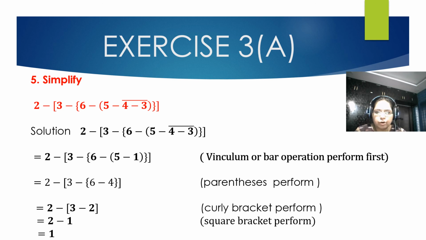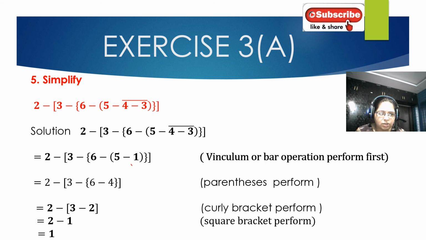So according to the BODMAS rule, first the vinculum or bar operation is performed, then the parenthesis, then the curly bracket, then the square bracket. So first the vinculum or bar will be performed, that is 4 minus 3 with bar. 4 minus 3 is 1. So 5 minus 1, and 5 minus 1 is inside the parenthesis. 5 minus 1 is 4. So 6 minus 4, and 6 minus 4 is inside the curly bracket. 6 minus 4 is 2.